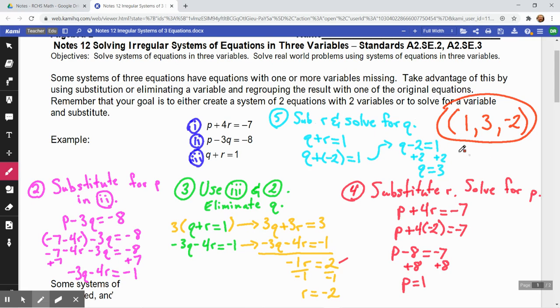Okay, so in the next video, we're going to look at systems that have infinitely many or no solution, rather than getting an ordered triple like we did here.